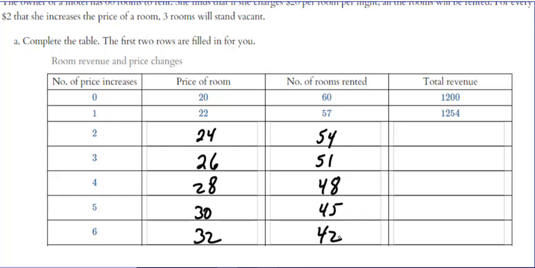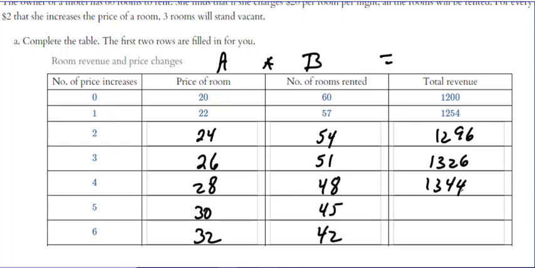Now, here's what we've got to do. In order to get total revenue, it's this one times that one equals total revenue, right? The price of room times the number of rooms rented. So we can look at it as 24 times 54 would be 1296. 26 times 51 would be 13.. 28 times 48 is 1344, and you kind of get what we're doing here, okay?